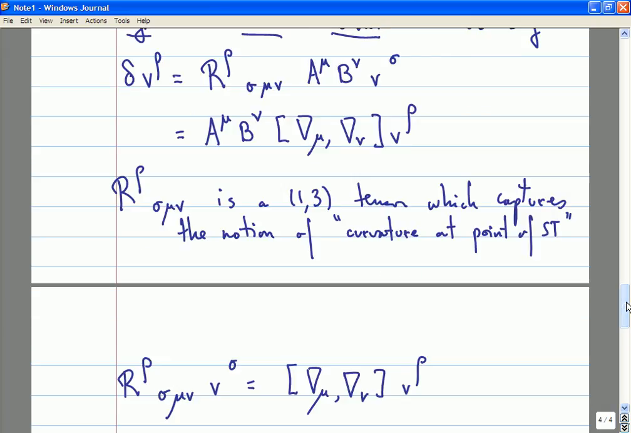So I would like to go ahead and use this formula to compute the Riemann curvature. Before I do so, let me pause and see if there are any questions. No questions? You sure? Last chance? Okay.